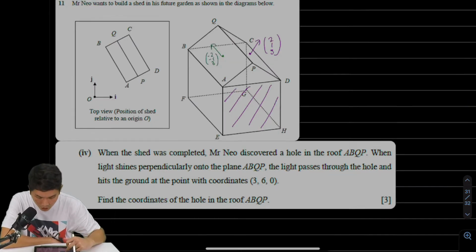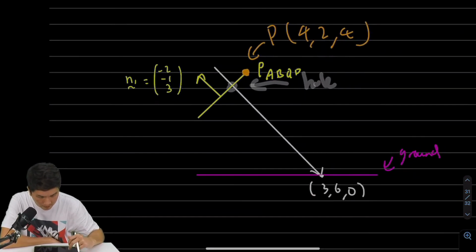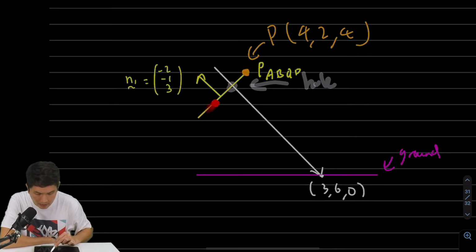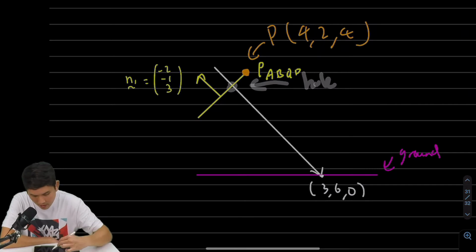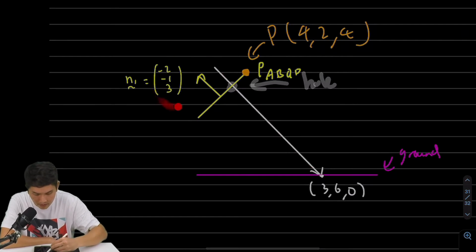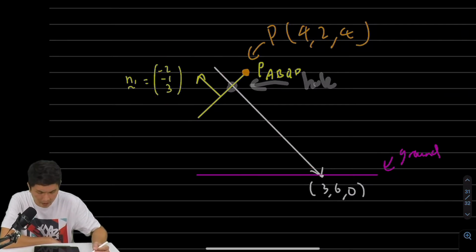Okay, so I've redrawn this question over here. So let me just quickly explain what my diagram is. This yellow line over here is the plane of the slanted roof. And I know previously that n1, the normal vector to my slanted roof, is (-2, -1, 3). There's a hole somewhere in the roof. Because of that, when the sun shines perpendicular to it, my white line, my sunlight over here, has a direction vector that is parallel to my normal vector, or in fact just the negative of my normal vector. And you reach the point (3, 6, 0).